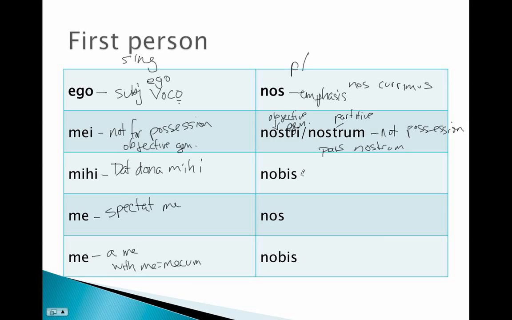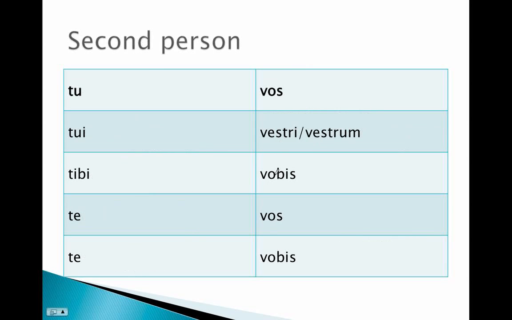Nobis, the dative, for dative of interest or dative of indirect object. Dative of agent with passive periphrastic, all those uses. The accusative for direct objects. And nobis, again, with prepositions. Or again, if you want to say with us, we're going to render that nobiscum. So ego mei mihi me me, nos nostri nostrum, nobis nos nobis.